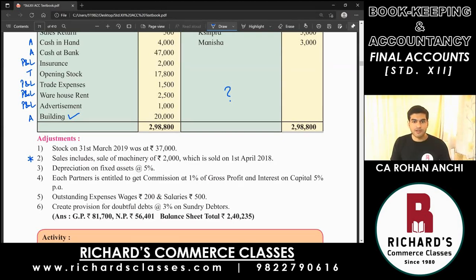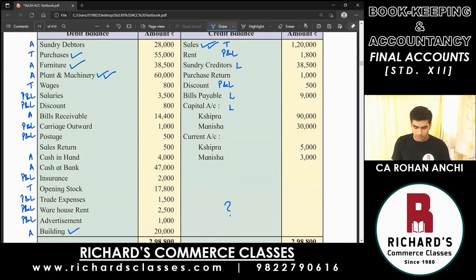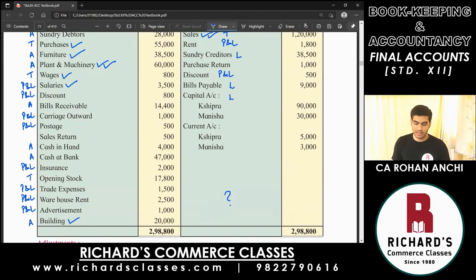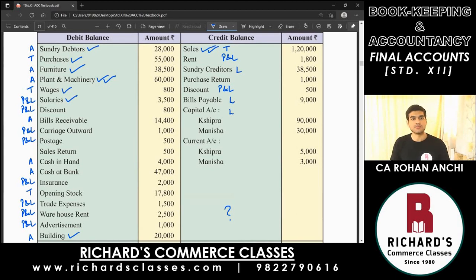Then point number 5, again, that is usual. Outstanding expenses, wages and salaries. Tick mark both those expenses. They are outstanding, not yet paid. So both of them to be adjusted. And the last one, create a provision for doubtful debts at 3% on sundry debtors. Provision for doubtful debts means they're talking about RDD. That is the only adjustment on debtors. Tick mark sundry debtors in the trial balance. Okay, that's it.